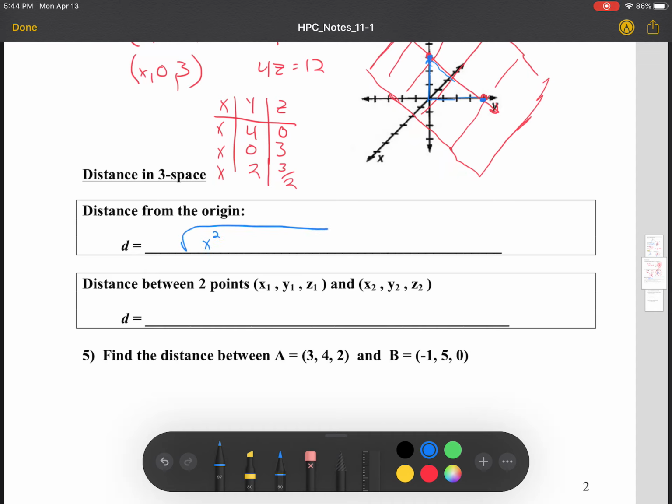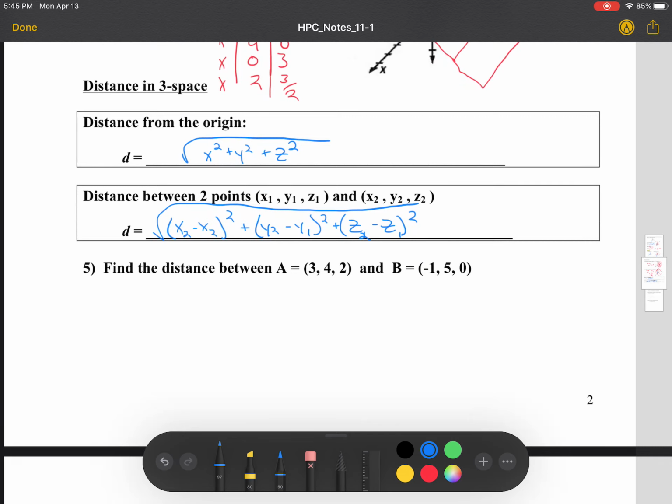Okay, it doesn't get more complicated at all, actually. We're just adding the third variable, that z in there, and squaring it. So that just means the distance from the origin, that's what you get for the distance between 2 points. Just having our 2 points, it's x2 minus x1, squared. Oh, it's the square root of all this too. Plus y2 minus y1 squared, plus z2 minus z1 squared. Okay, so that's our distance between 2 points, and then our distance from the origin.